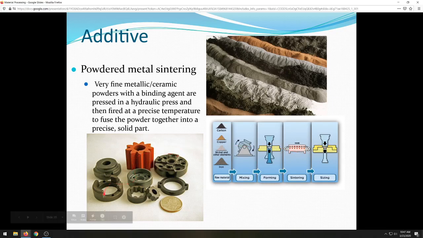So you can get really complicated geometry with this. You can see some of these parts here are rather complicated. It's really common to make small gears and small clutches and things like that for power tools that are handheld. So like your cordless drills and things like that. A lot of their metal parts are powdered metal sintered. So very common industry practice.